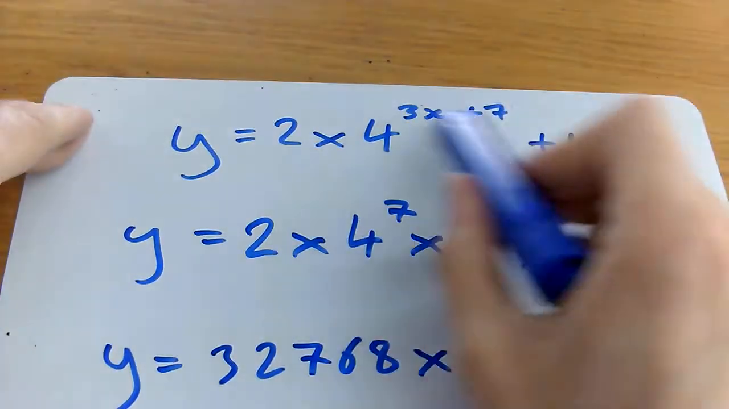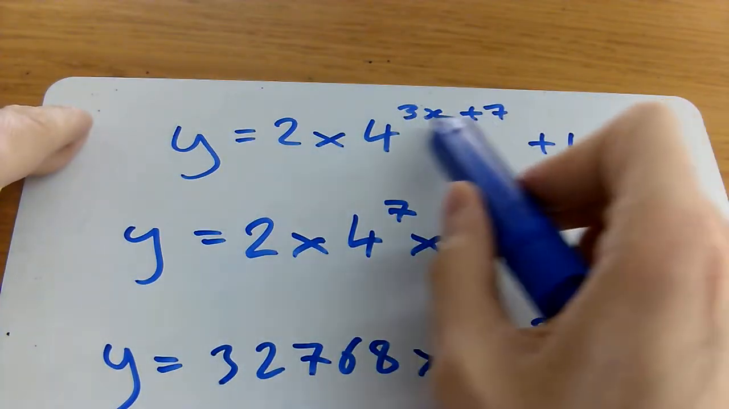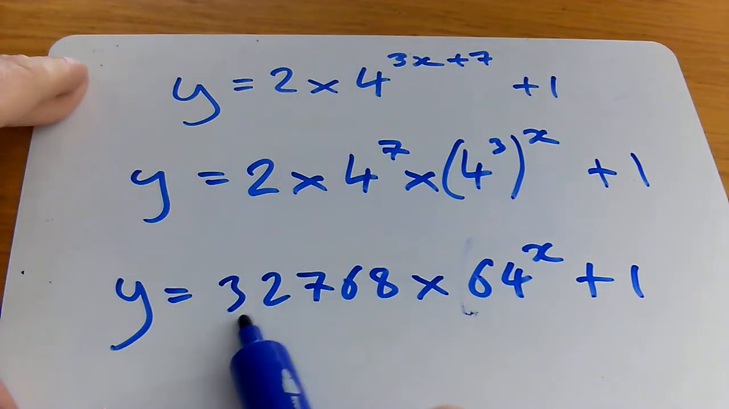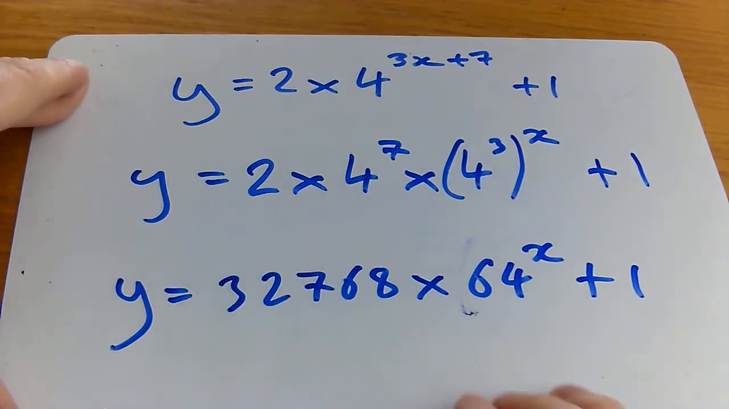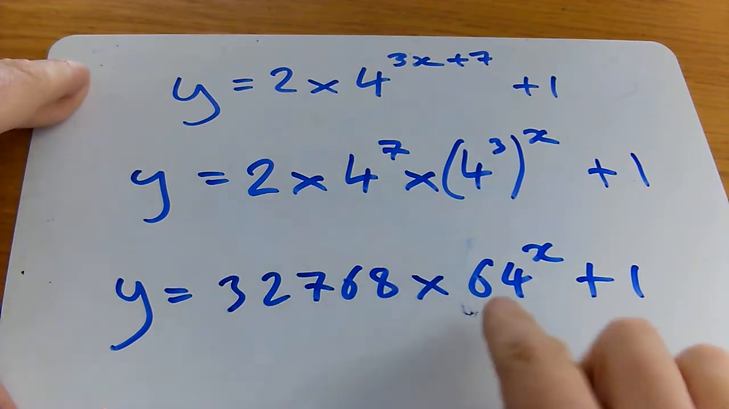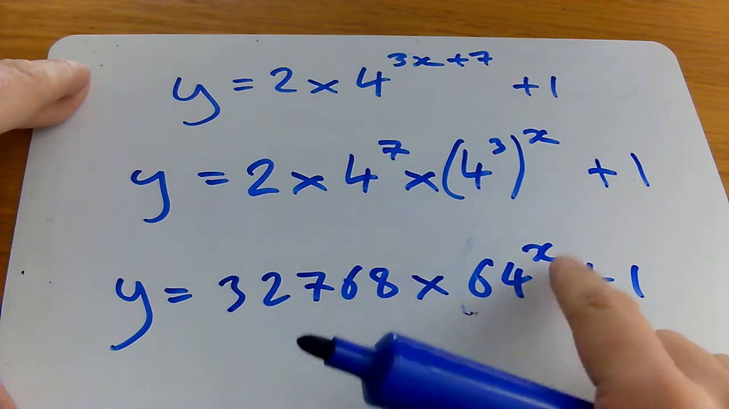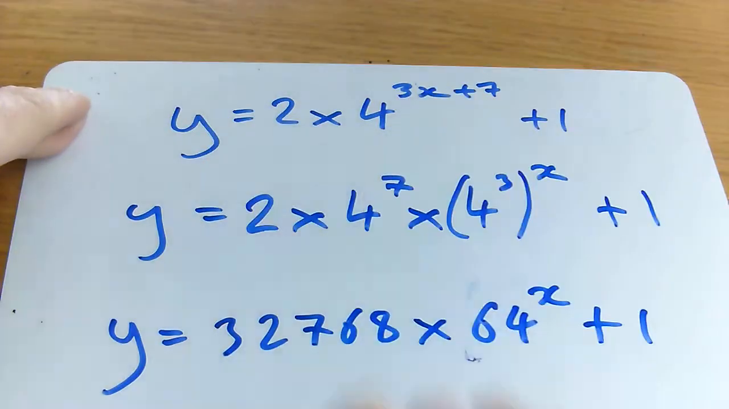I've managed to take some of the values out of the power here, and using indices laws in reverse, I've managed to simplify it to this. This is a bit more simple because it is just a constant number and a single constant here, and now a single x in the power. You'd rather have this than this.